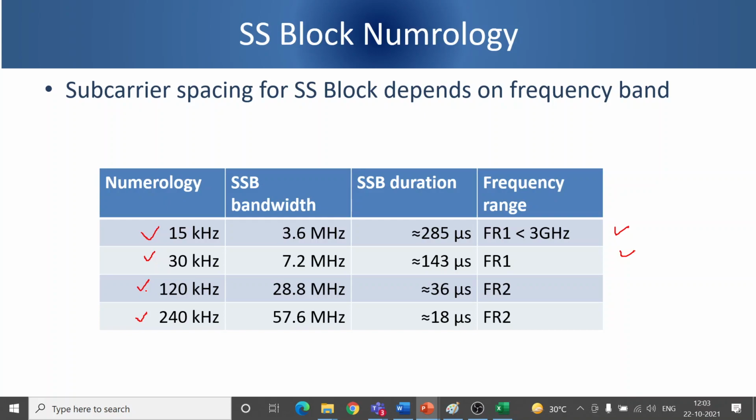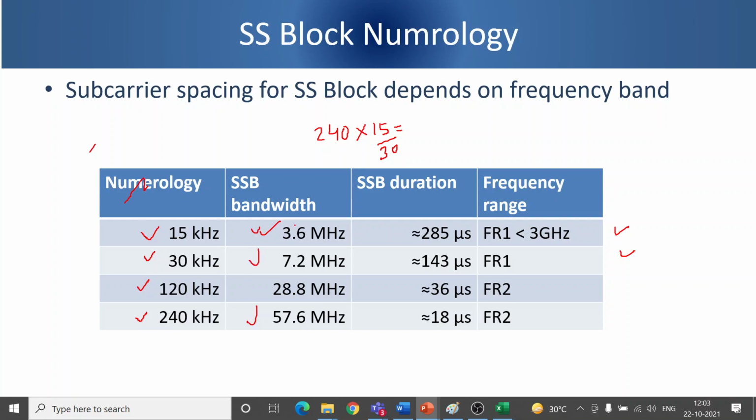Yeah, sorry. These numerologies are predefined for different frequency bands, and according to the numerology, your bandwidth will be decided. So how do you calculate the bandwidth? You know that you require 240 subcarriers, and if it is 15 kilohertz, you multiply this by 15. So you get 3.6 megahertz. If it is 30 kilohertz, you multiply by 30 and so on. So you can get the SSB bandwidth.